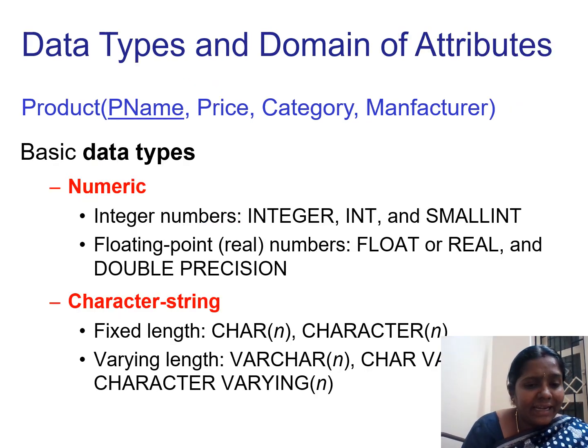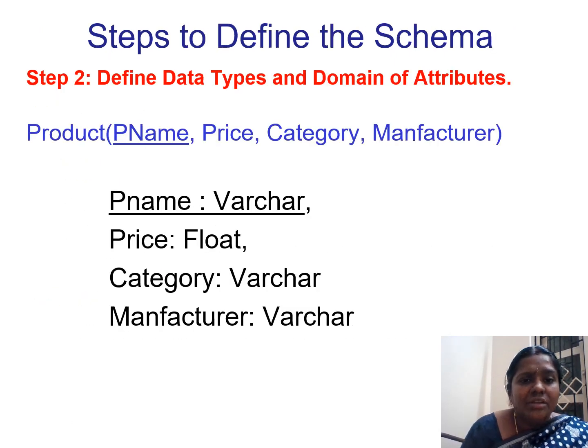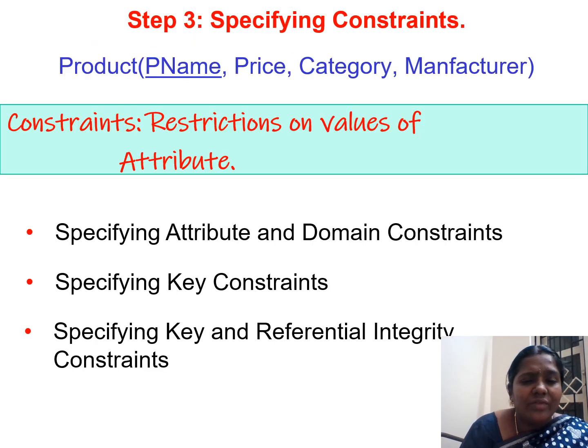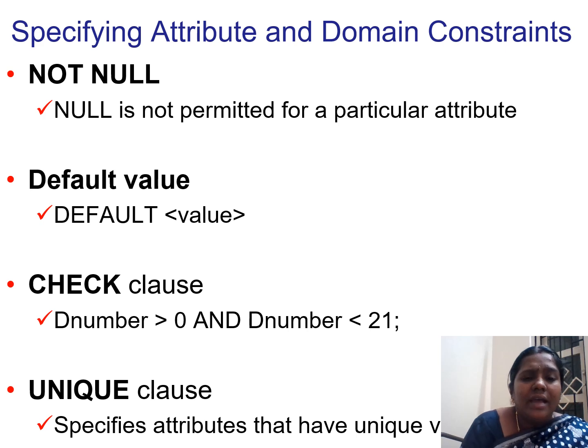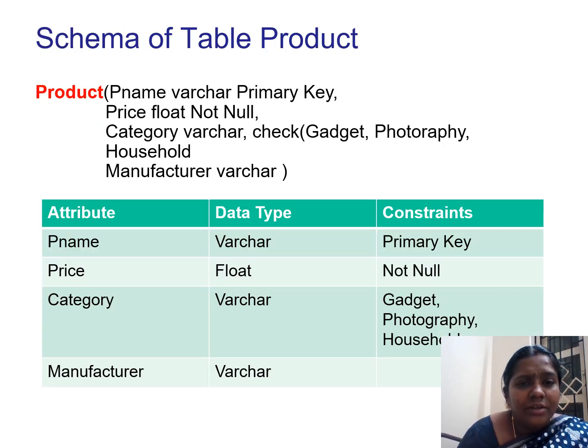So these are the data types that are used in database management systems. We have basic data types like numeric, character string, boolean, date, timestamp, etc. This is a product name, and the constraints on the values of the attributes are given here: not null, default value, check clause, unique clause, etc. So this is the primary key of the attributes being presented. Examples of the table product are given.